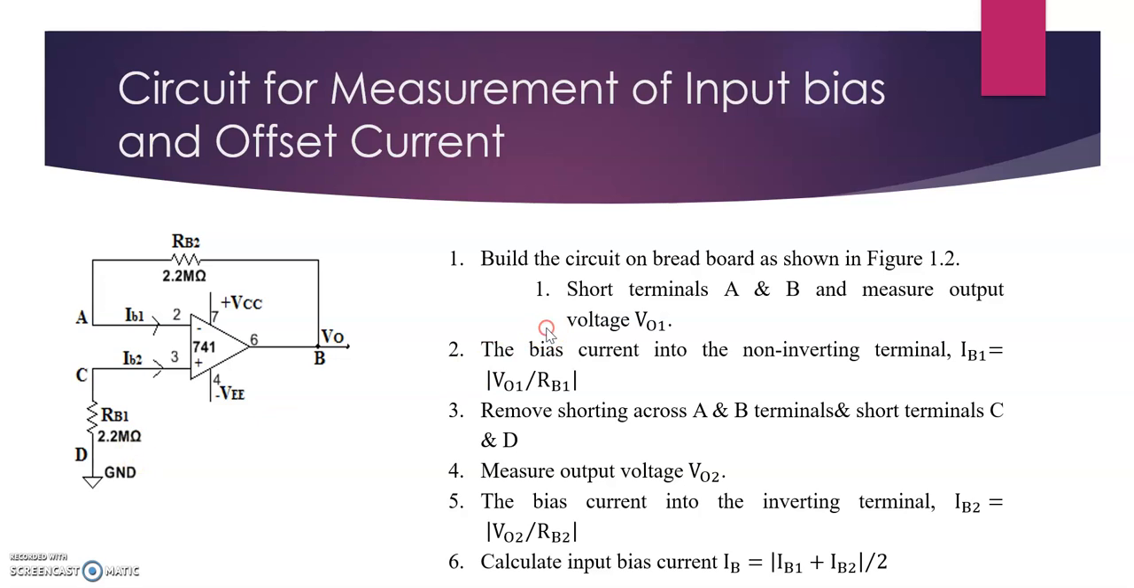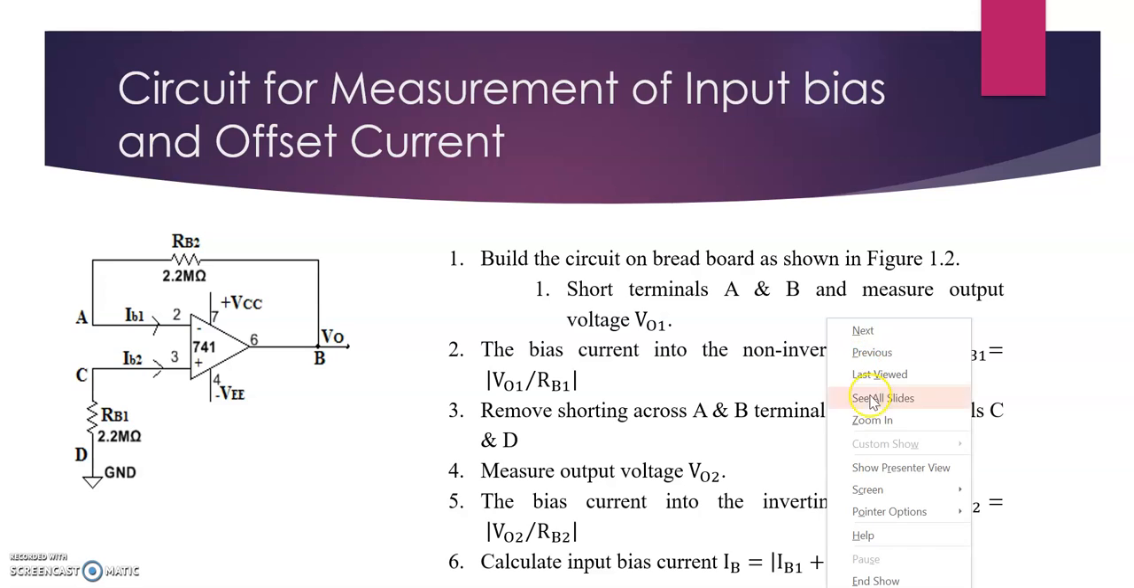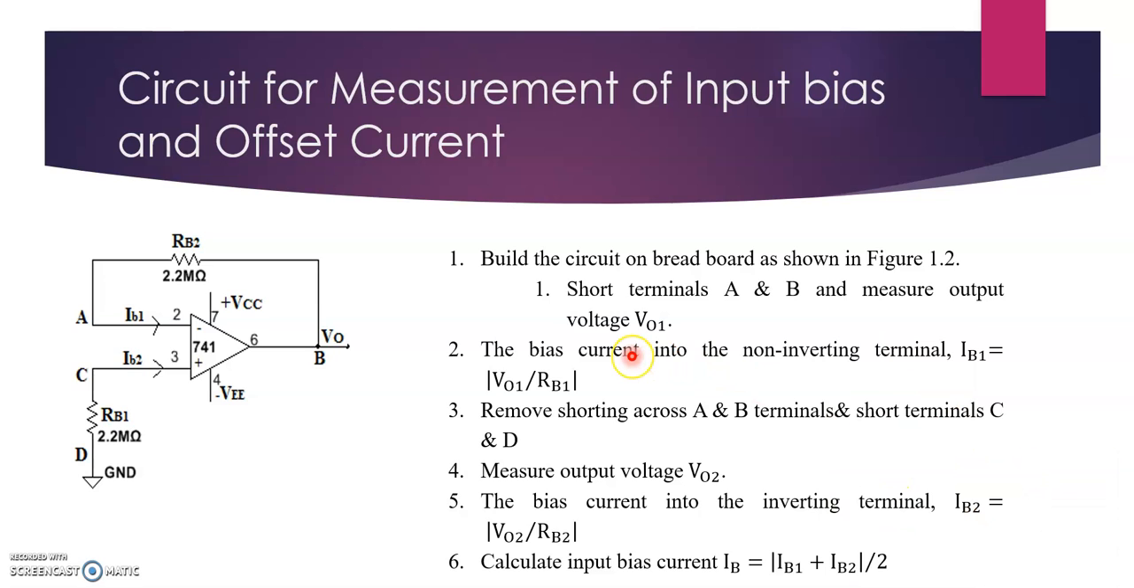So let us understand the procedure for carrying out this experiment. You have to build the circuit on the breadboard as shown in this figure. Short the terminals A and B and measure the output voltage VO1. The bias current into the non-inverting terminal, IB1, is equal to VO1 upon RB1. So we will be measuring VO1 on the multimeter.